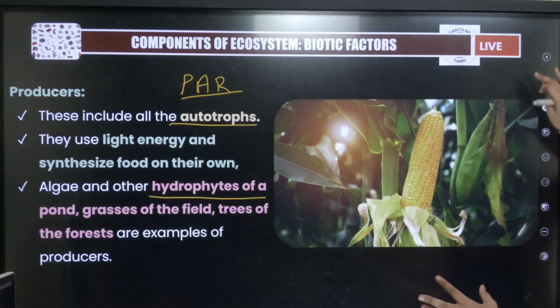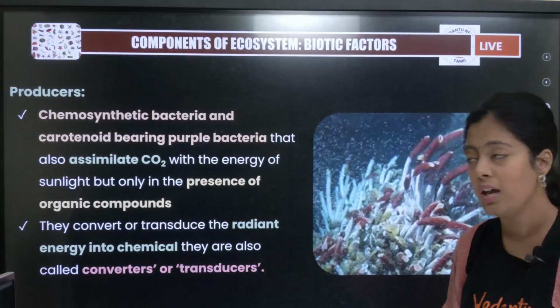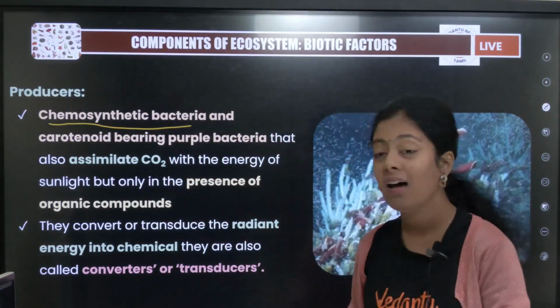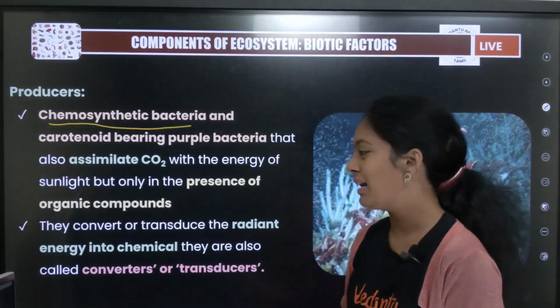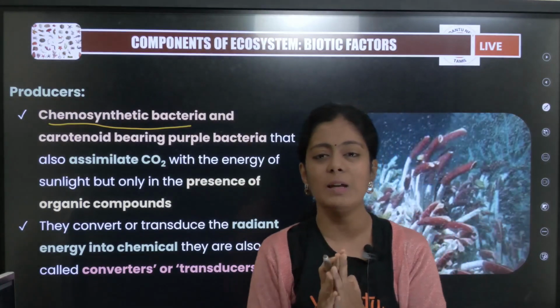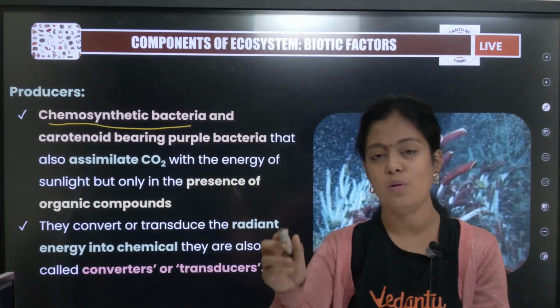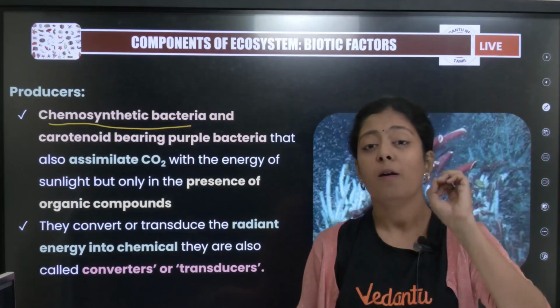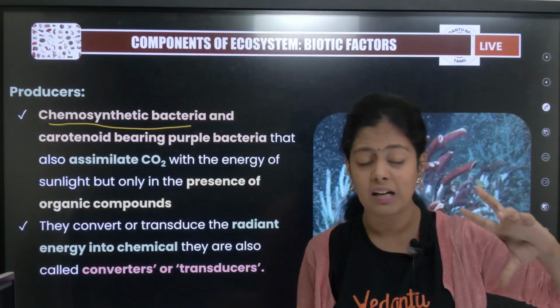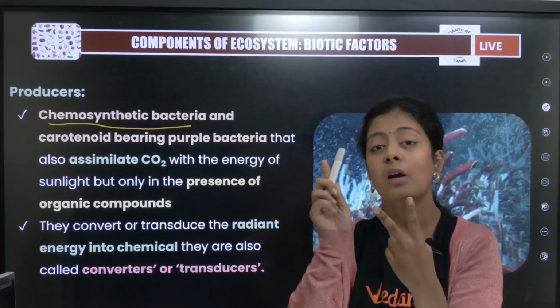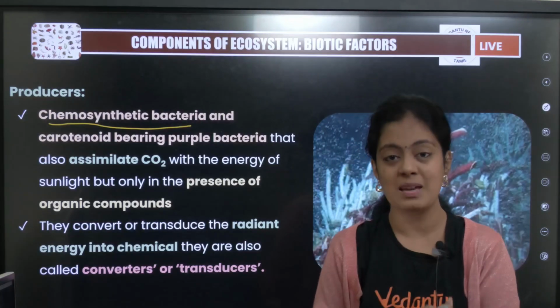So not just them, we also have bacteria. You have two kinds of bacteria: chemosynthetic bacteria and photosynthetic bacteria. Bacteria can be autotrophic, heterotrophic, or parasitic, but a few bacteria are photosynthetic, correct? They can prepare their own food. And autotrophs are of two kinds: one is photosynthetic, the other is chemosynthetic.